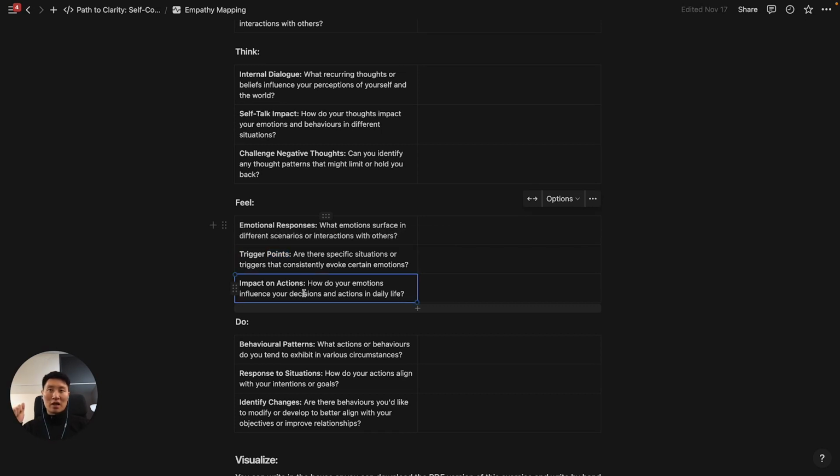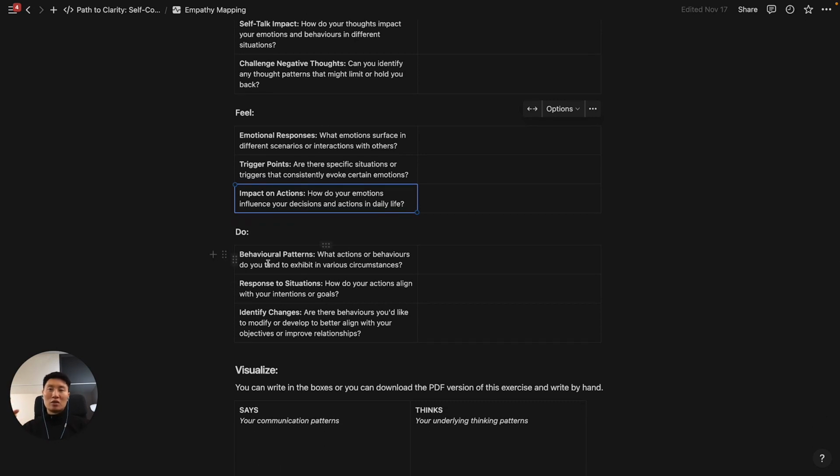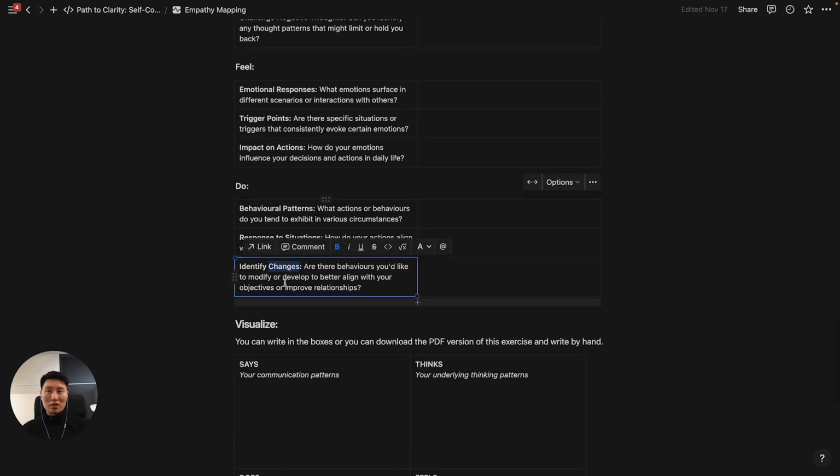What's your impact on actions? Does your inner state, inner experience influence, and of course it influences, but how does it influence your decisions and actions? And of course your do. Just look at yourself as if you were some other person, like a sim in a game, and understand what are your behavioral patterns? What's your response to situations? How do you identify the change?